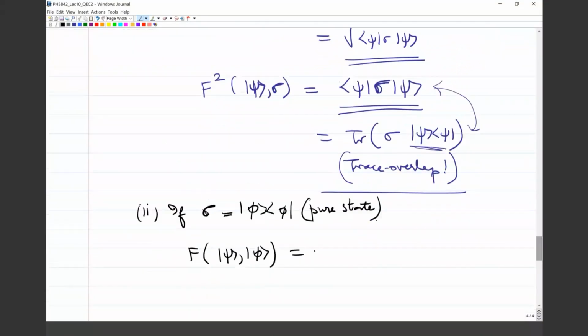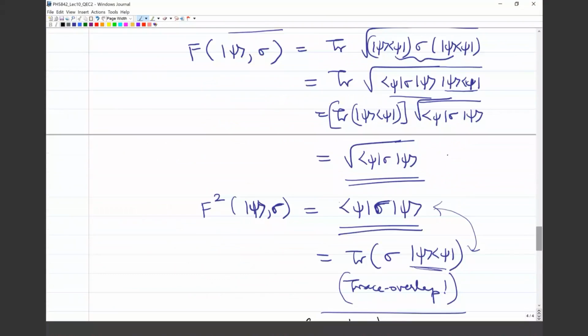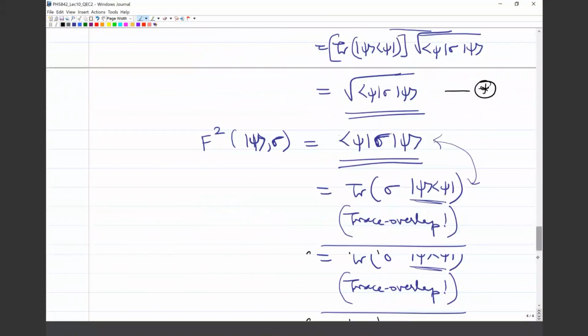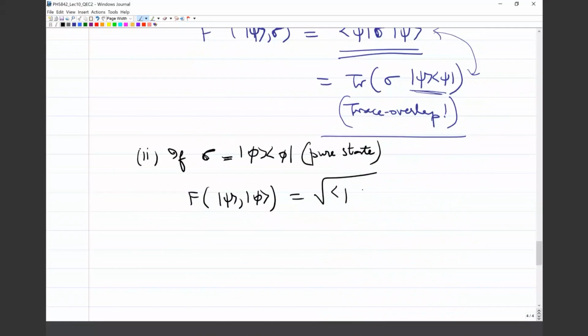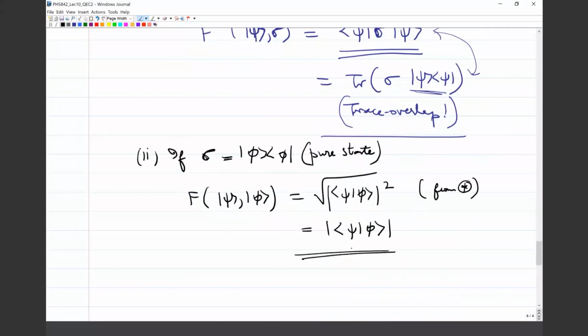So you go back to this star expression here. Replace sigma with a pure state phi, and then you have mod squared of the inner product of psi and phi, and that is nothing but the modulus of the inner product. So now you should understand why we have the square root. We have the square root to get rid of the square that you get when you take the overlap of two density matrices.